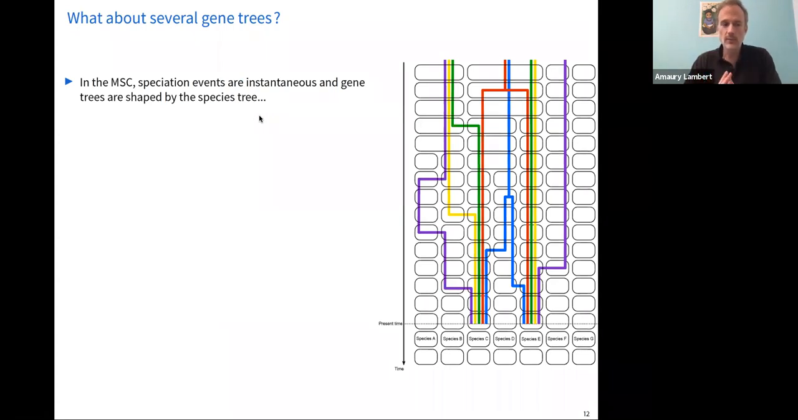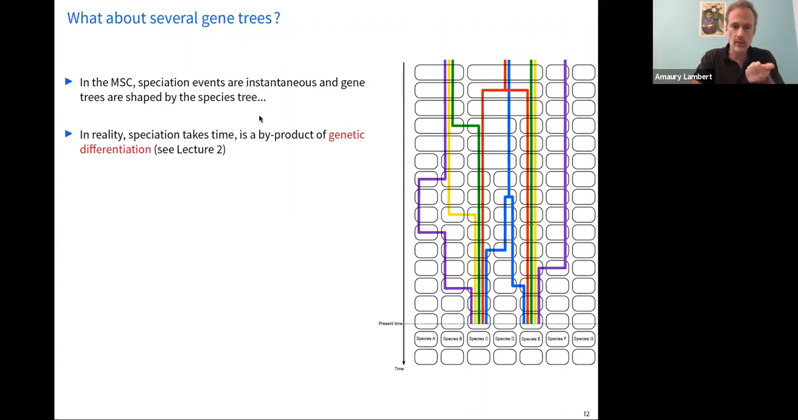One example is the multi-species coalescence. But in the multi-species coalescence, speciation events are instantaneous, and gene trees are shaped by the species tree, right? Conditional on the species tree, the gene trees can coalesce independently, provided that the lineages are in the same species. In reality, speciation takes time, something that we said in the last lecture, and it is a byproduct of genetic differentiation, right? It's because individuals from the same population progressively differentiate genetically that the species where they belong splits into two. It's not the other way around.